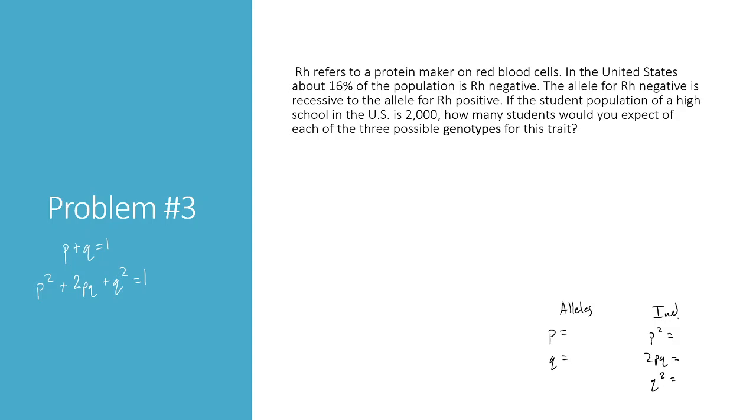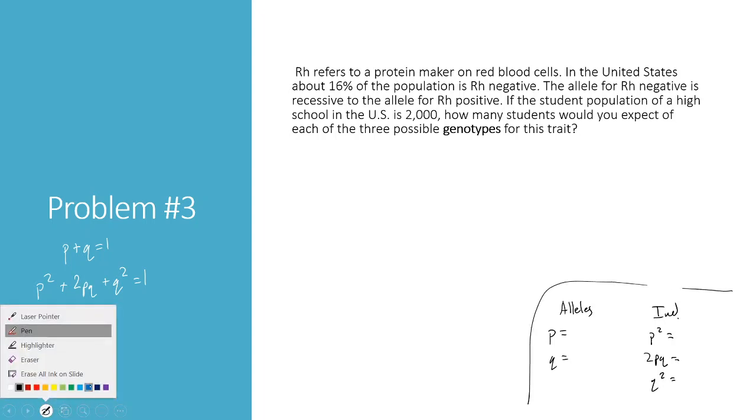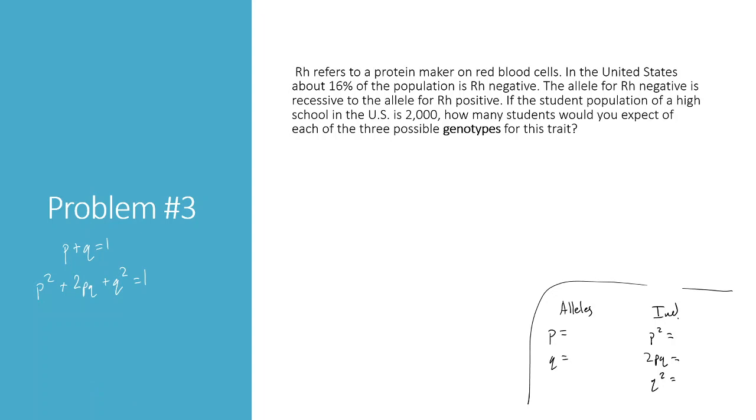Question 3. Okay, we've got our equations, we've got our place to set our answers, so we can solve this problem. So here we're talking about Rh markers on human blood cells, and in the US, about 16% of the population, so 16% of individuals, are Rh negative. So 16% are recessive, so Rh negative is the recessive allele.